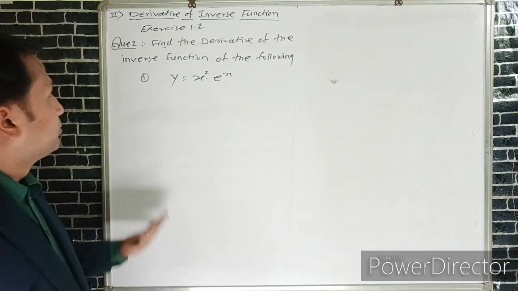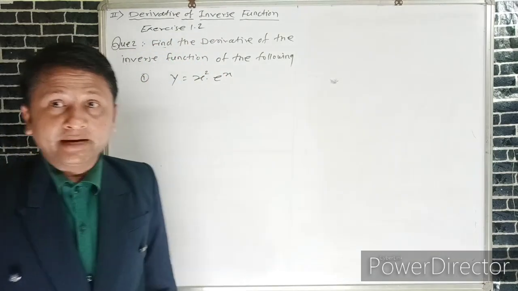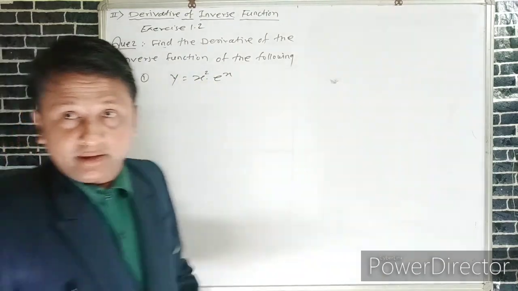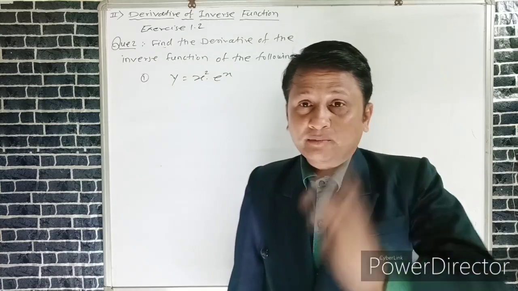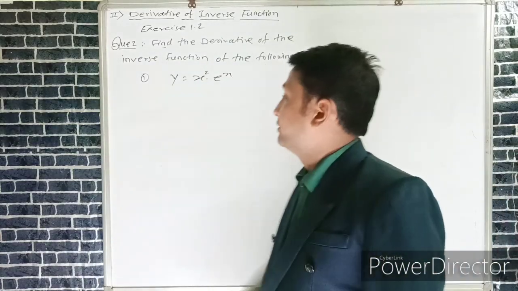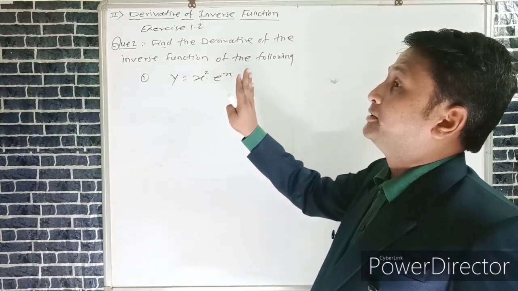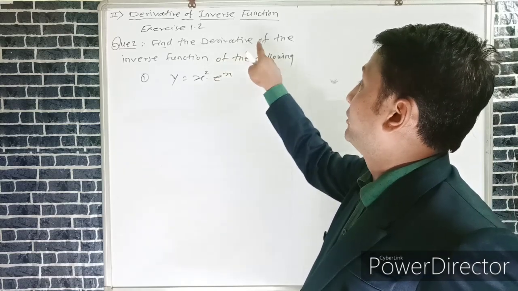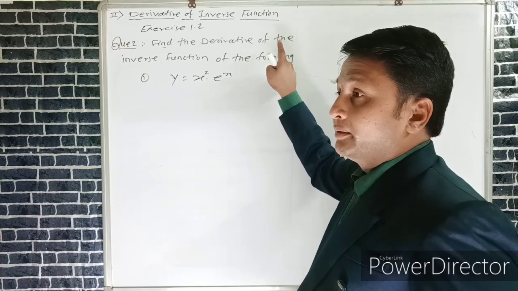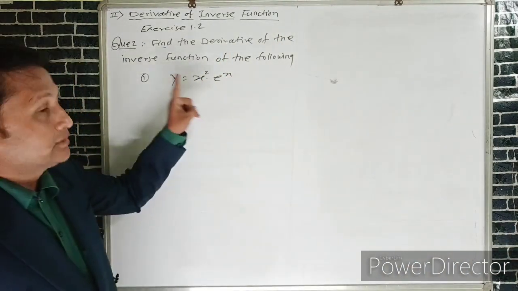In question number 2, we have to find the derivative of the inverse function of the following. It means that the given function is y is equal to x square into e to the power x, that is, y in terms of x. If the derivative of the given function is dy by dx, then we have to find the derivative of its inverse function. It means that we have to find the derivative of x with respect to y. It is clear that we have to find dx upon dy.